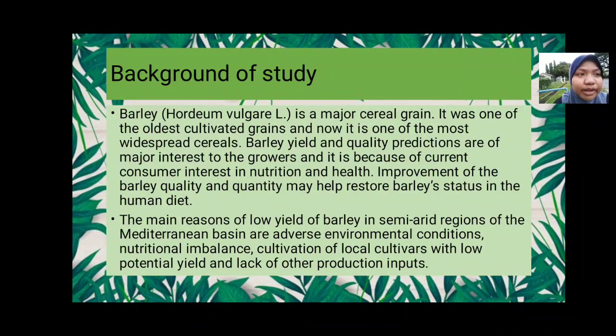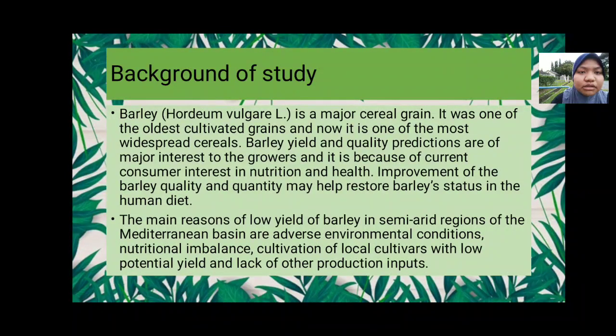For the background of the study, barley is a major cereal grain. It is known as one of the oldest cultivated grains, and now it is one of the most widespread cereals. Barley yield and quality prediction are of major interest to the grower, because of the current consumer interest in nutrition and health. Improvement of barley quality and quantity may help restore barley's status in the human diet.